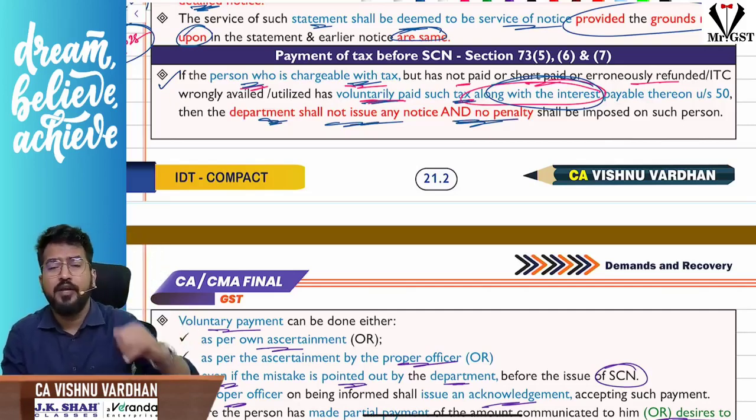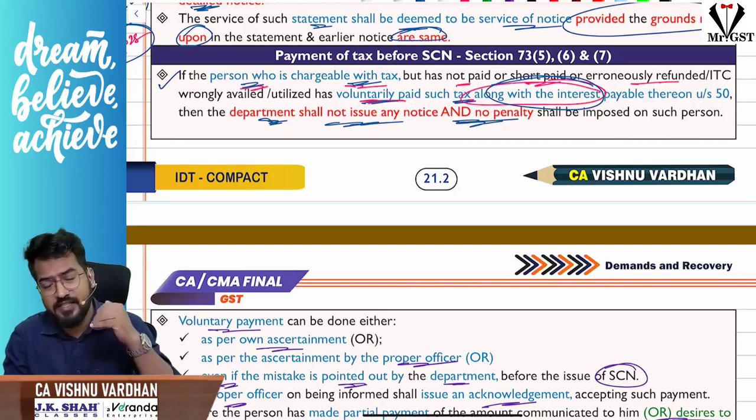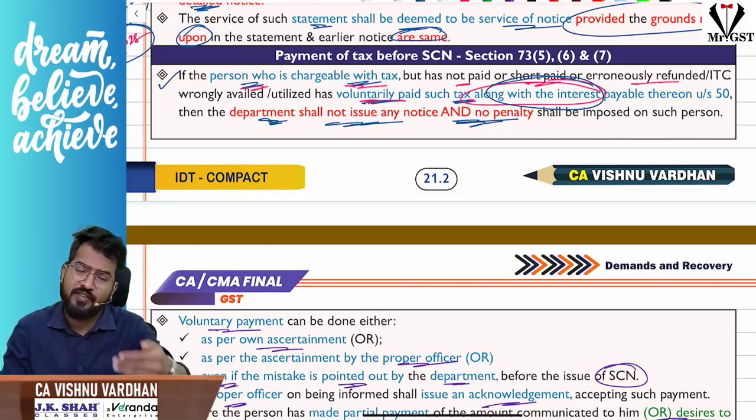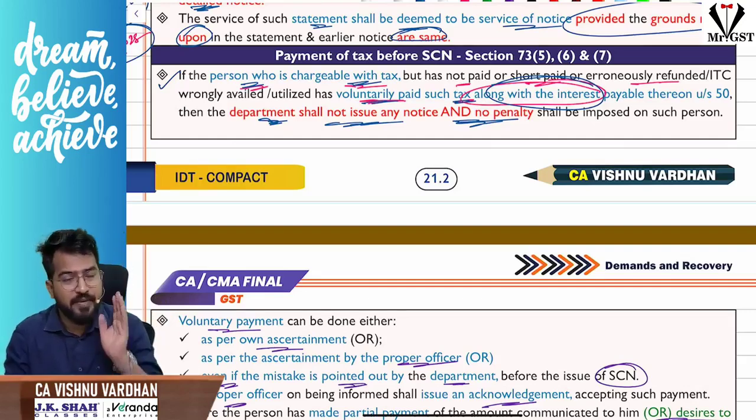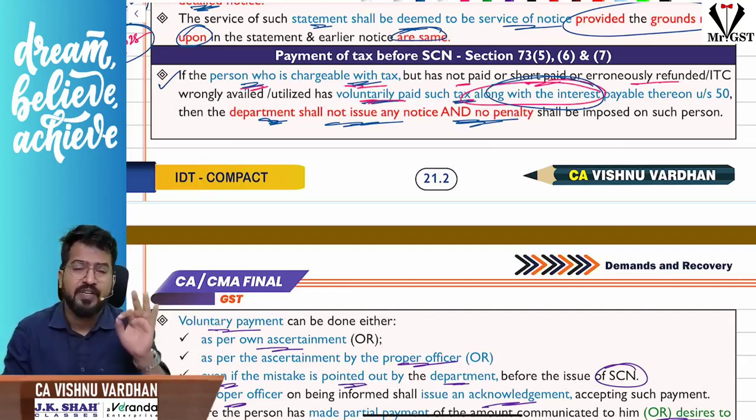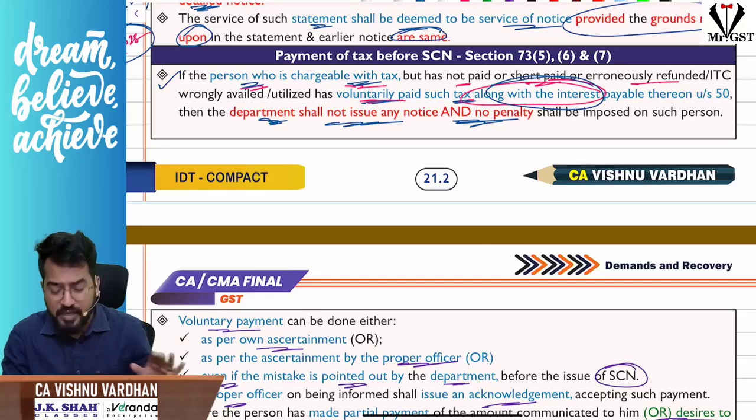So simple, sir, before issuing the show cause notice itself, if the findings have been clear and understood by the taxpayer, and he accepts that he made a mistake and voluntarily comes forward and pays the tax as well as interest, please understand, in that case automatically the show cause notice will not be issued, and no penalty will be imposed.